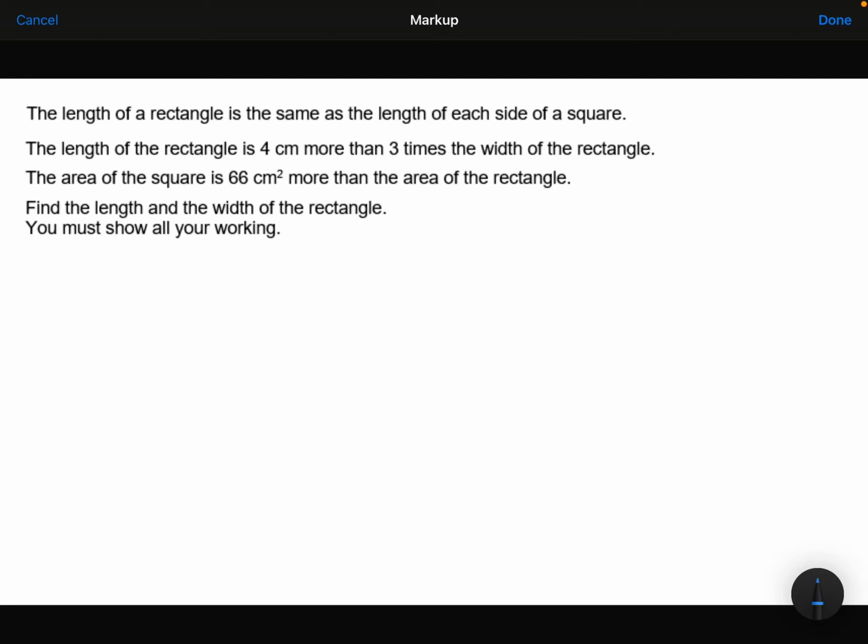We're given a lot of information in sentences in this question. I'm going to turn this into a diagram to help me understand a bit more of what's going on. So we've got a rectangle, and then we've got a square, and we're told that the length of the rectangle is the same as the length of each side of the square. So I've tried to show that these are the same.